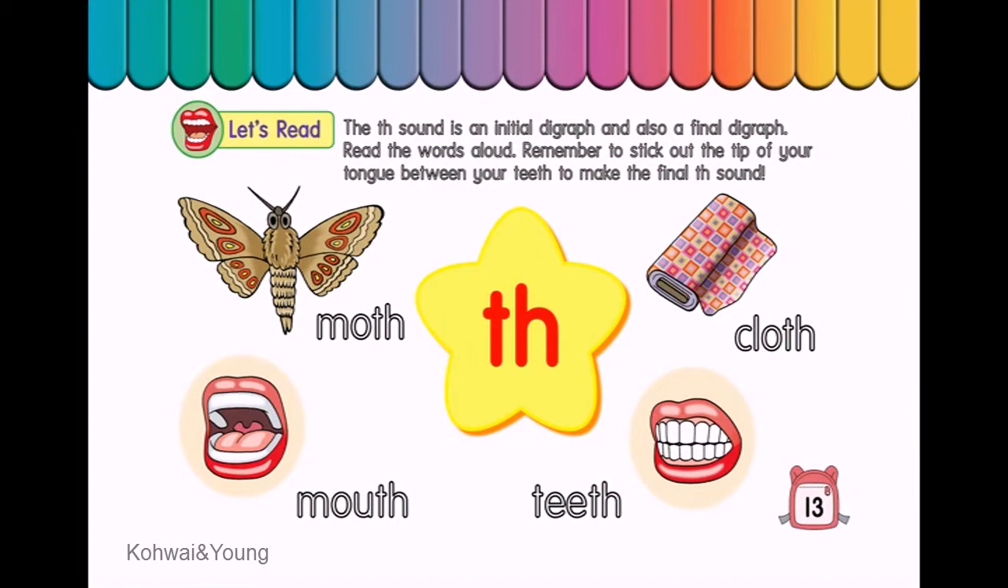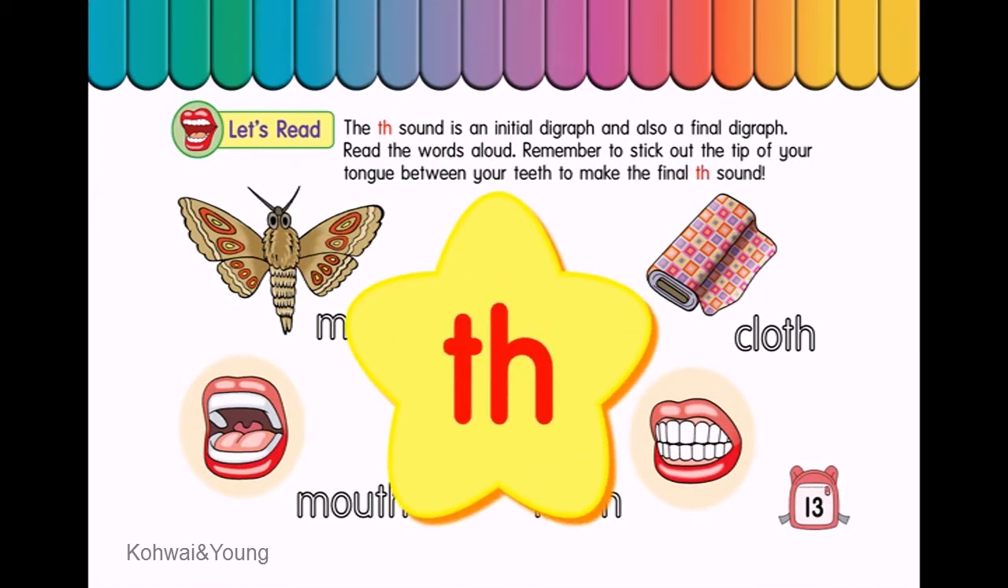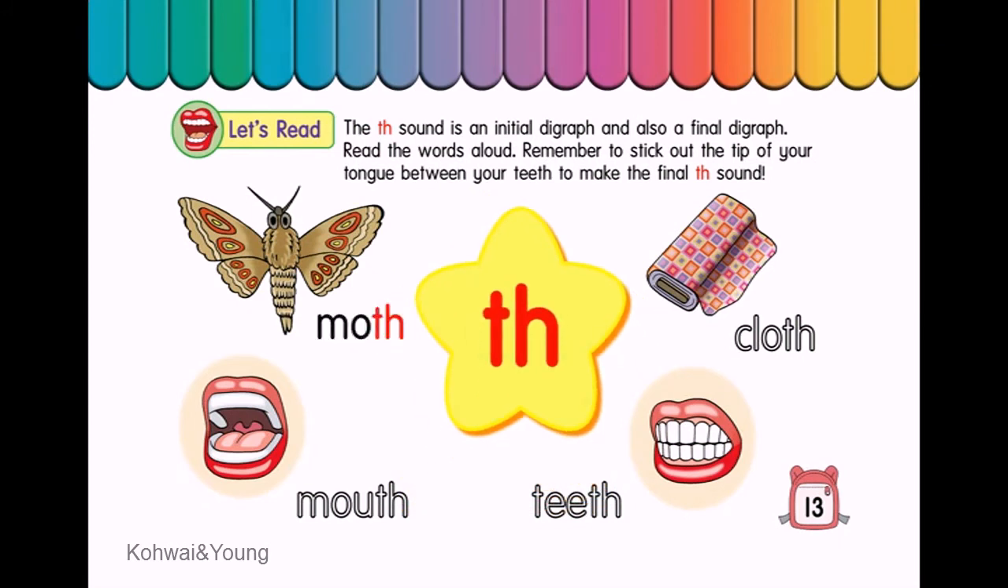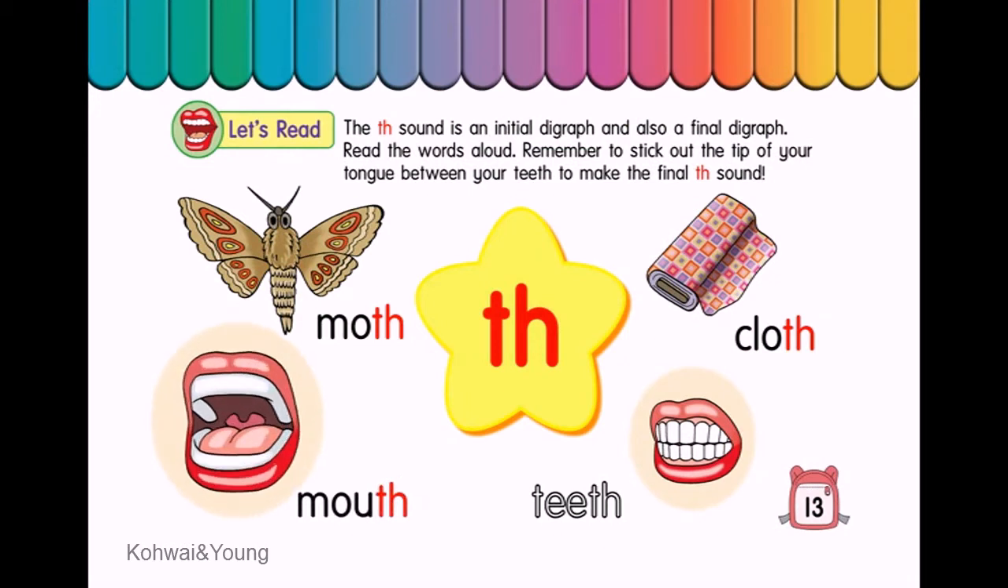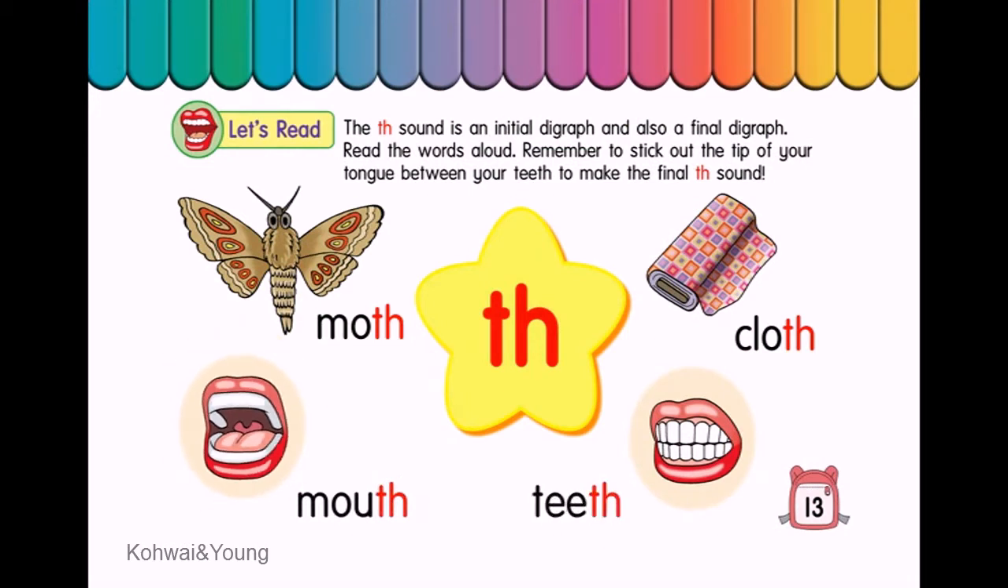Let's read. The th sound is an initial digraph and also a final digraph. Read the words aloud. Remember to stick out the tip of your tongue between your teeth to make the final th sound. Moth, cloth, mouth, teeth.